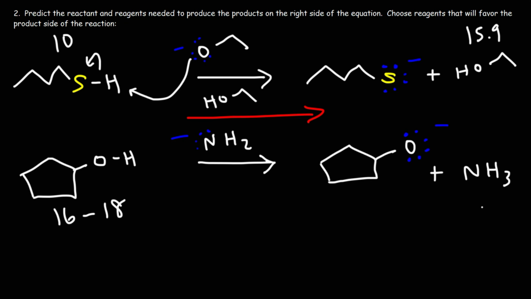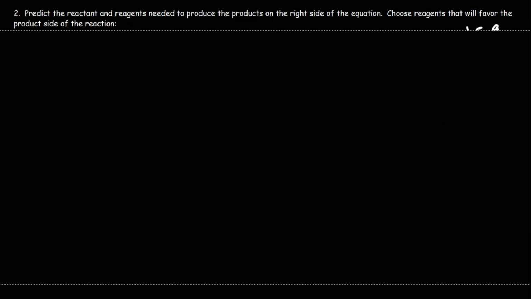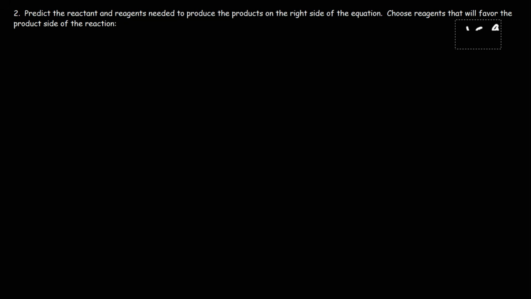The pKa of ammonia is somewhere between 35 to 38. It's much higher than 16 to 18. So the reaction is going to be shifted far to the right. Now let's try some other examples.